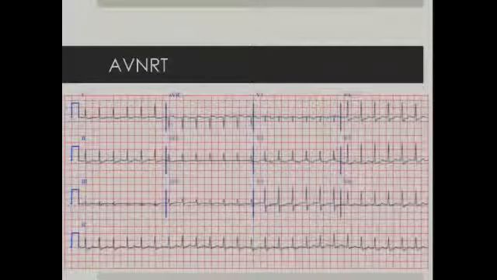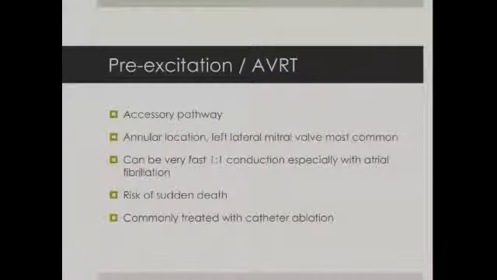Here's another one. Also this little hump, very short RP interval. That's AVNRT. So pre-excitation or AVRT, this is accessory pathways.